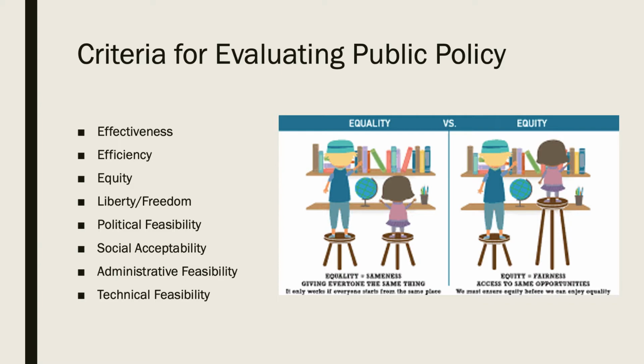Liberty and freedom. So we sometimes use this as an evaluative criteria. This is the extent to which public policy extends or restricts privacy and individual rights. This liberty and freedom evaluative criteria is often clouded by our ideological positions. What do we view as being free? What do we view as liberty? So when it comes to this as an evaluative criteria, you're usually looking at whether our individual rights are being impeded on.